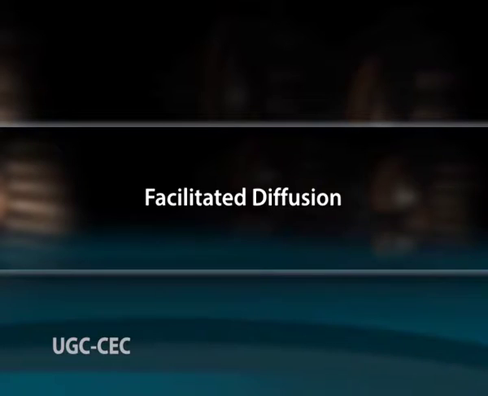Water-soluble drugs penetrate the cell membrane through aqueous channels or pores, whereas lipid-soluble drugs readily move across most biological membranes due to their solubility in the membrane lipid bilayers. Now let us discuss facilitated diffusion.